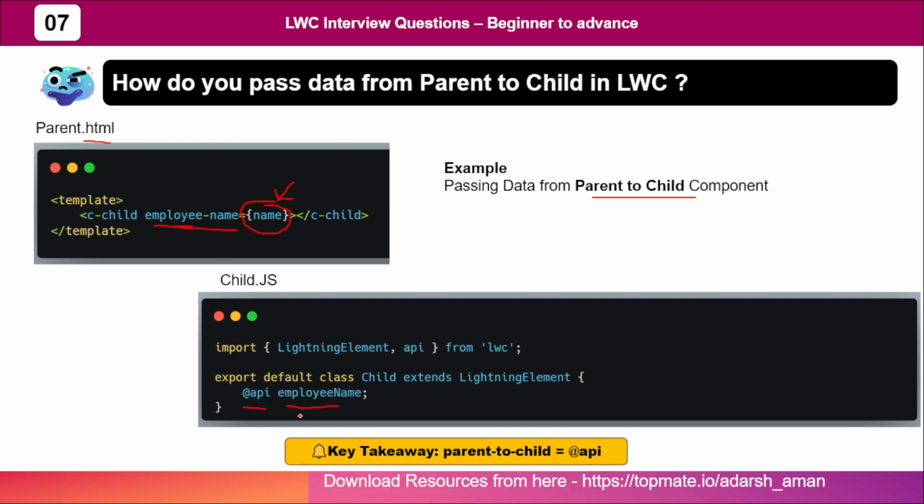So the key takeaway from here is that whenever we want to communicate from parent to child, you need to use the @api decorator. This thing you need to remember, and then you will be able to recall this very easily.